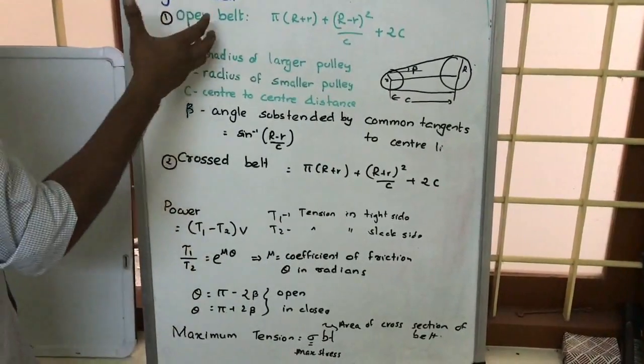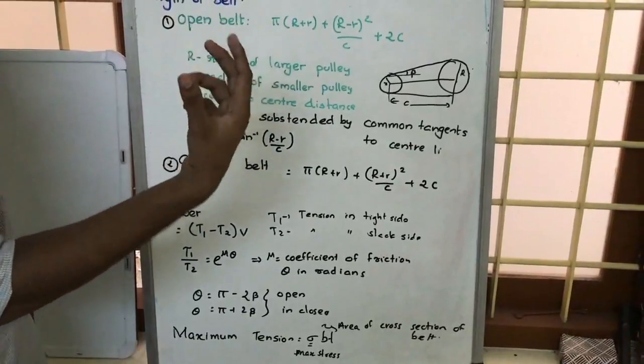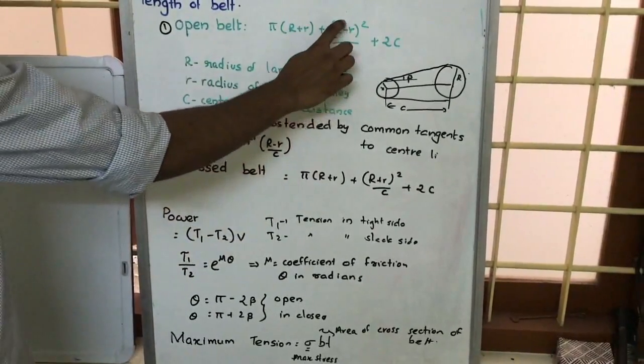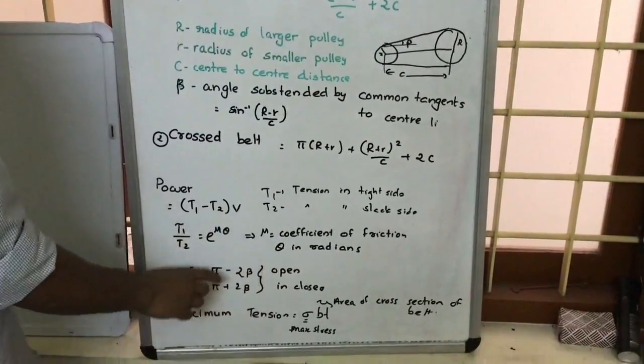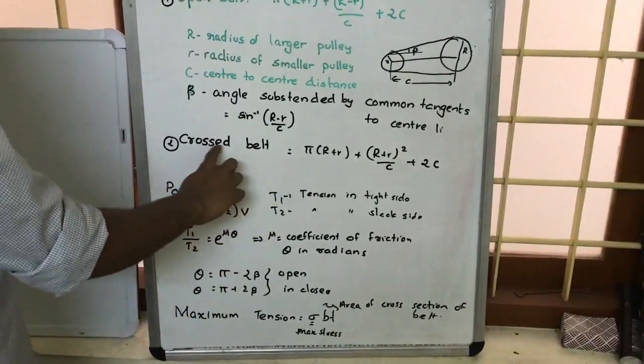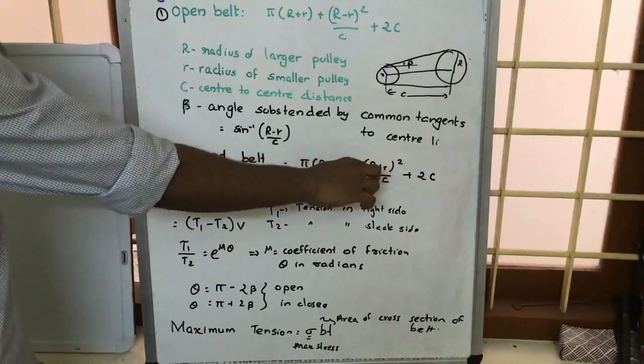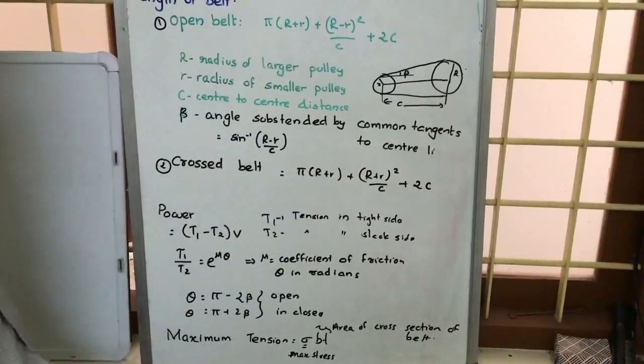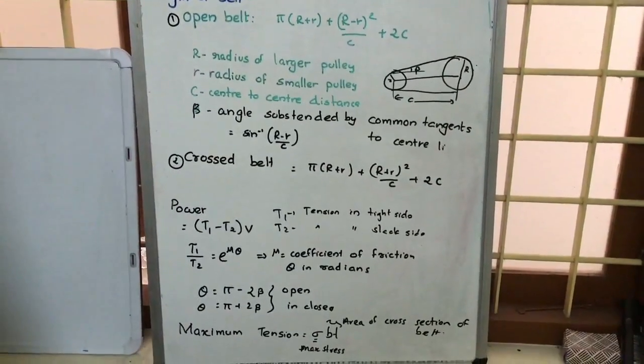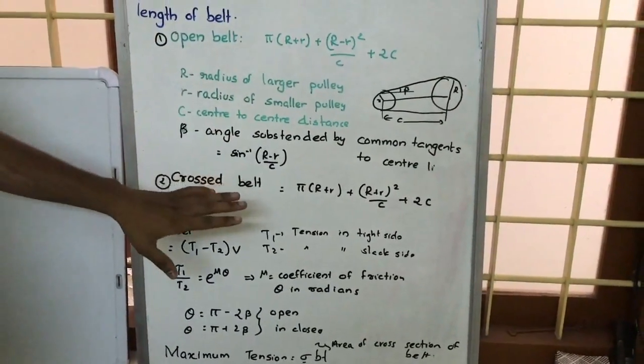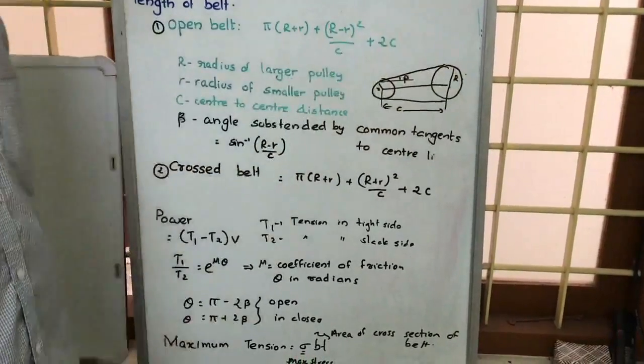And now, in case of a crossed belt, there is a single difference. This R minus r will become R plus r. So here the crossed belt length is pi into (R plus r) plus (R plus r) the whole square by c plus 2c. So this is the difference. These are the total length of the belt.